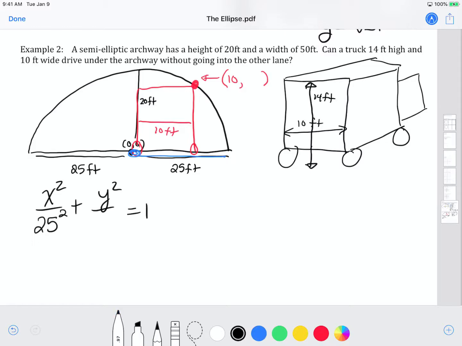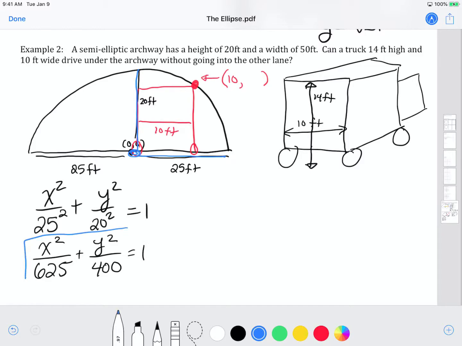And then for the minor axis, it says it's 20 feet this way. So this is going to be 20 squared. So I'm going to have x squared over 625, because 25 squared is 625, plus y squared over 400, because 20 squared is 400. And so here is our equation for this ellipse with the center at 0, 0.